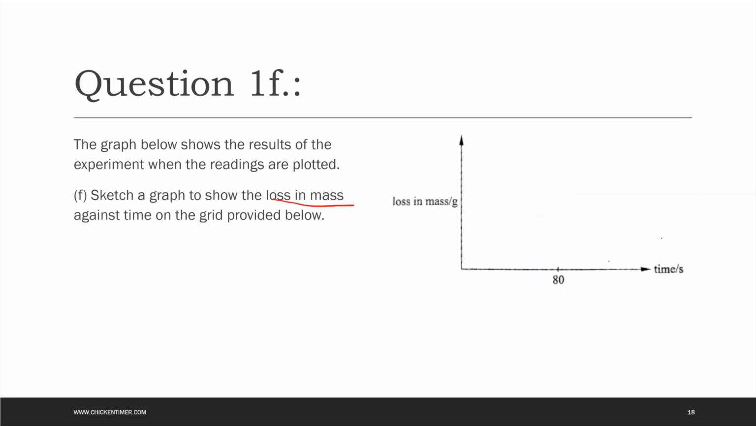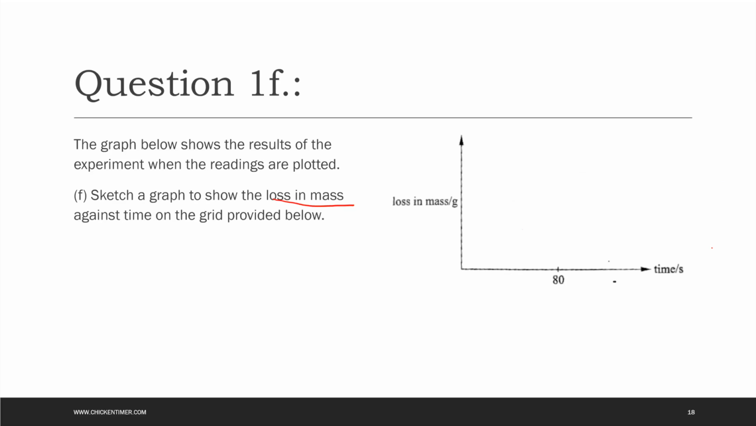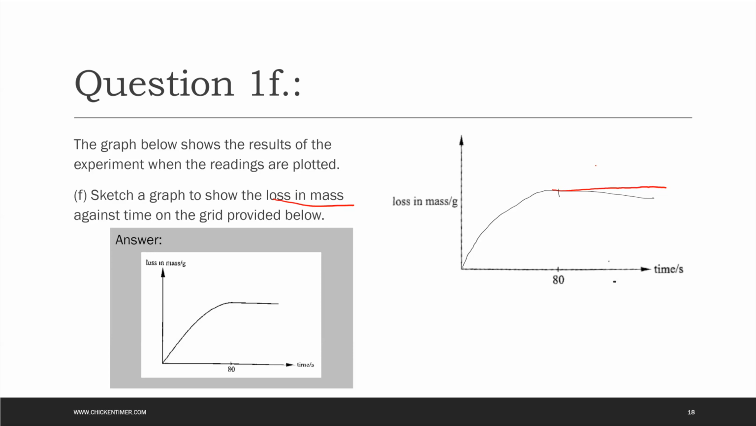So you draw a graph to show the loss in mass, going up. You see, there's an 80 down here. The reaction stops at 80. That means the horizontal line starts at 80. So I need to stop like here. This part is kind of hard to see, but I assume behind is a horizontal line. So it's just like that. That is why the answer is like that.